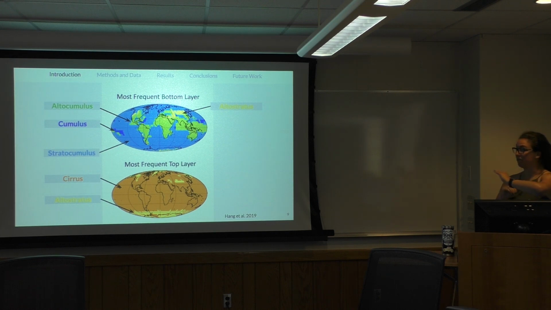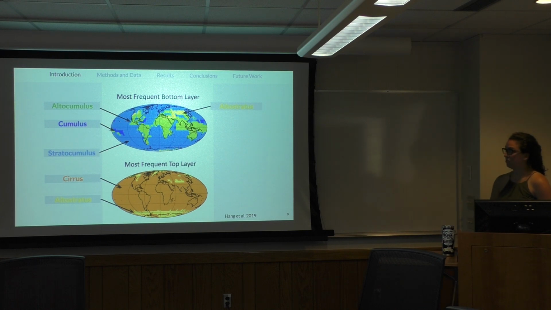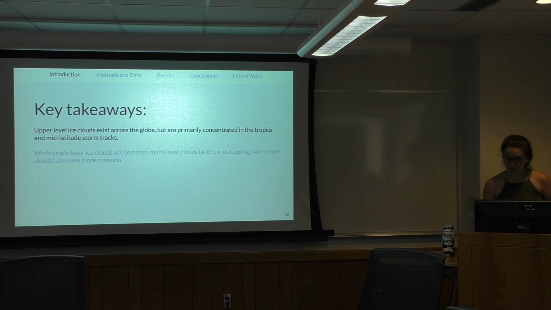If we partition that further, those multi-layers, we can see that the most frequent top layer in those type of multi-layer scenes is cirrus, pretty much globally, except for some altostratus in the polar regions. And underneath those clouds, most frequently we see stratocumulus over the ocean and then altocumulus over land. So some key takeaways. We see that upper level ice clouds exist across the globe, and are primarily concentrated in the tropics and the latitude storm tracks.